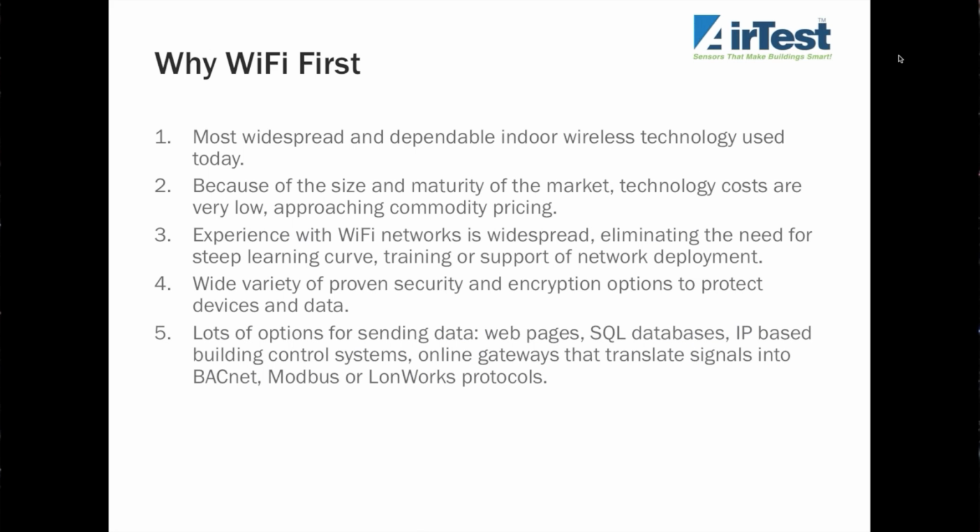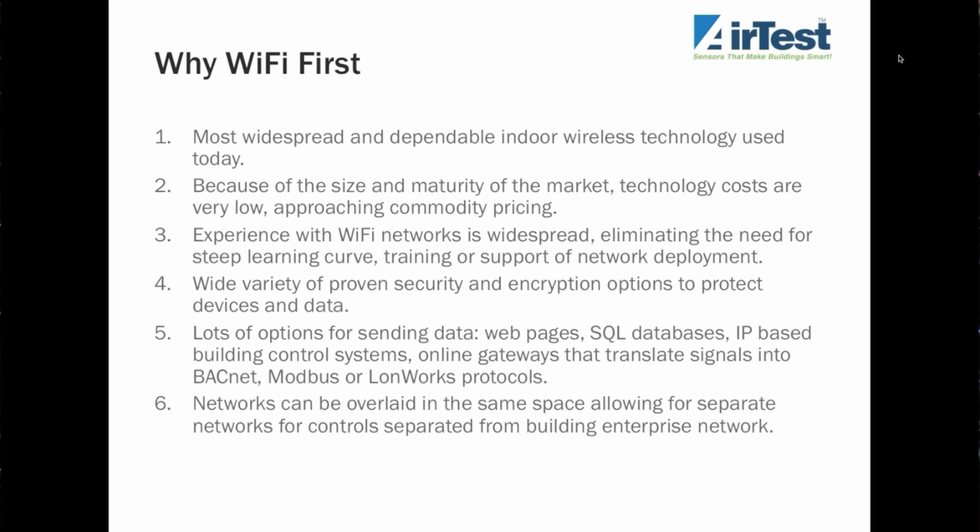The other thing about Wi-Fi is there's all kinds of ways that you can send data. Once you're connected to the internet, you can almost send it anywhere. You can send it to a web page. There are SQL databases out there that can take the information. There's IP, meaning Internet Protocol-based building control systems, and online gateways that can take the information and get it directly into the control mechanism of a building.